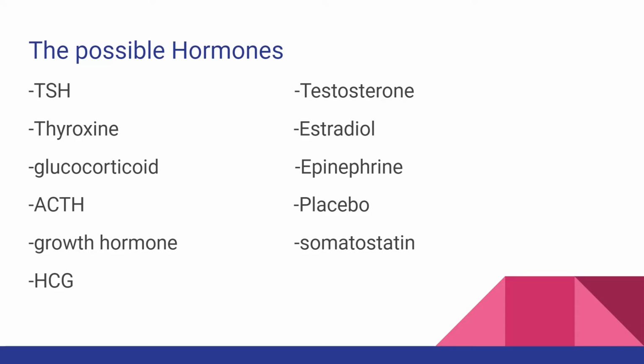Growth hormone, which is produced by the pituitary gland as well and stimulates growth in children and adults. HCG, also known as human chorionic gonadotropin, which is present in women that are pregnant. Testosterone, which is a male sex hormone. Estradiol, which is a female sex hormone. Epinephrine, which is known as adrenaline and is often seen in your fight or flight responses. A placebo, and somatostatin, which is produced in the hypothalamus and inhibits things such as growth hormone and TSH.